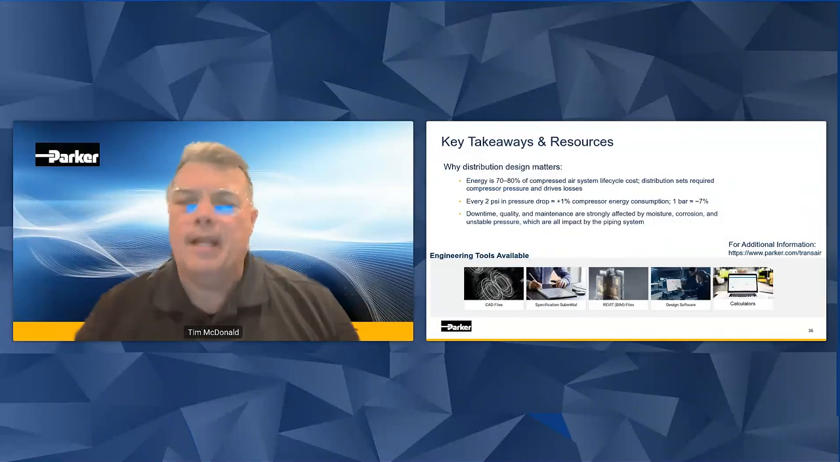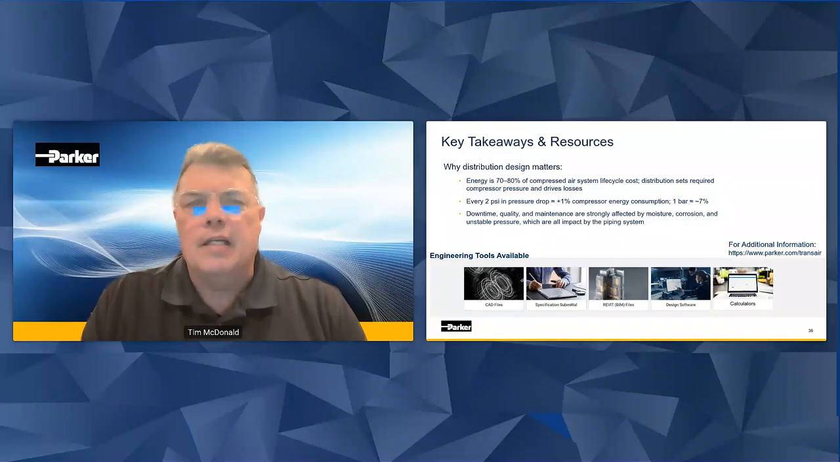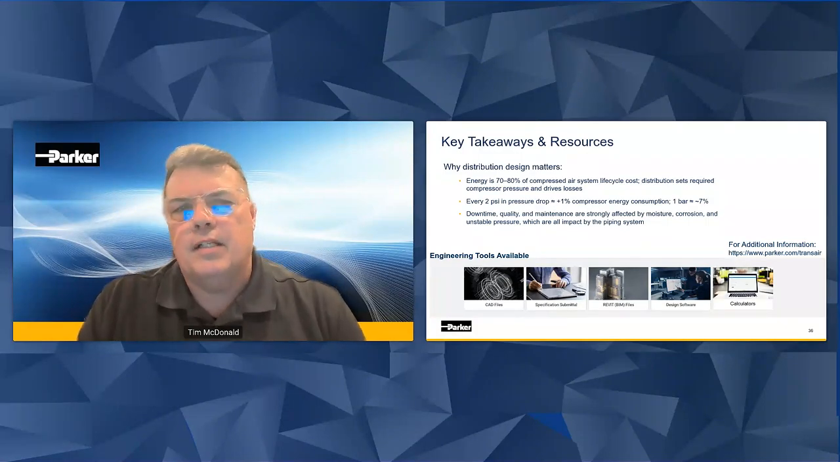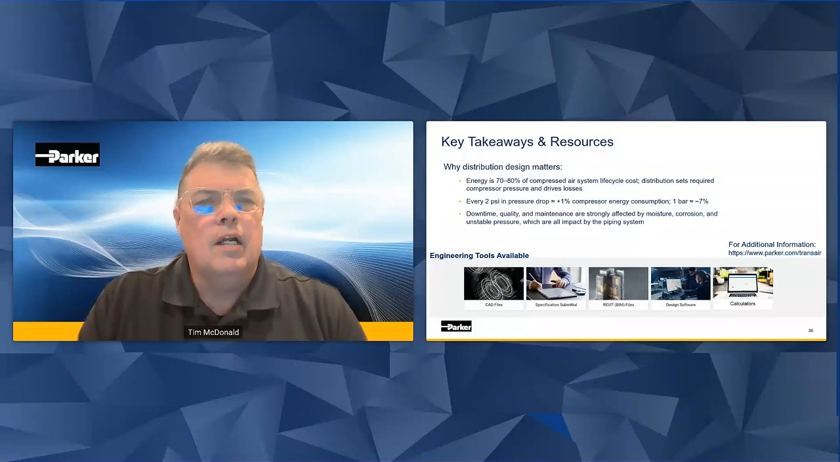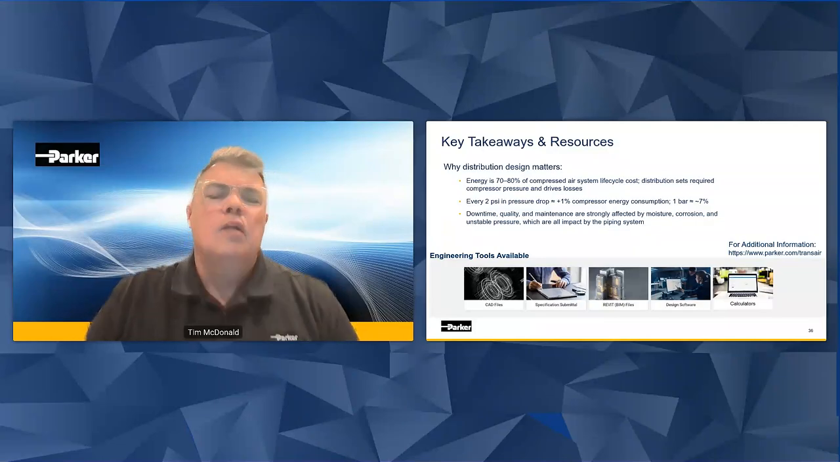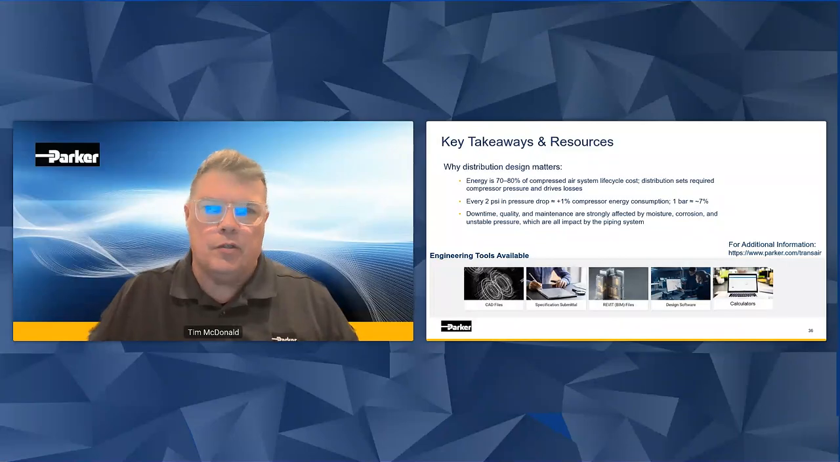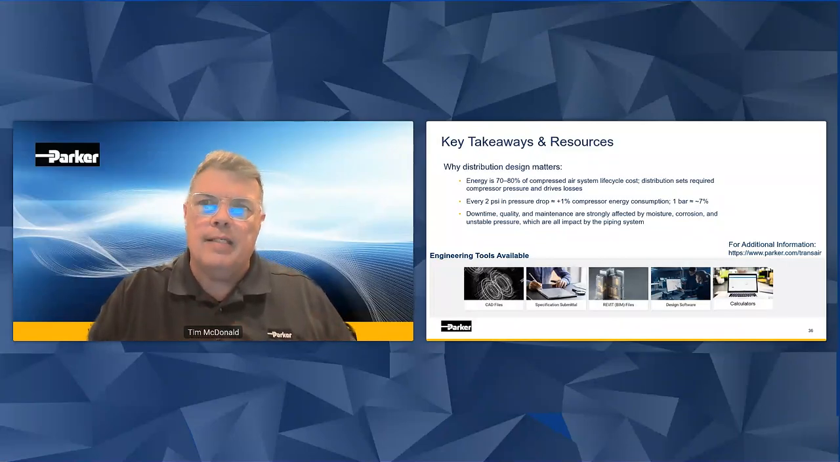So what are the key takeaways here? Why distribution design matters? Energy is 70–80% of the compressed air system life cycle cost. Distribution sets required compressor pressure and drives losses, okay? So if you design the system efficiently, including the size, to include your velocity, to include your pressure drop, you're going to maximize the life cycle out of your compressor. You're going to minimize the amount of energy you consume.